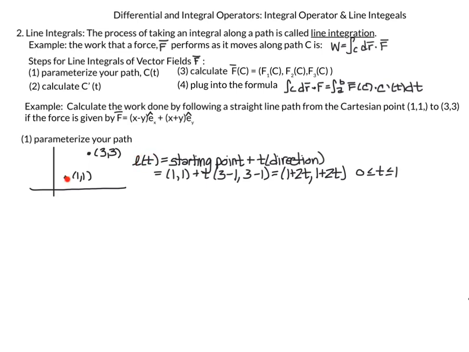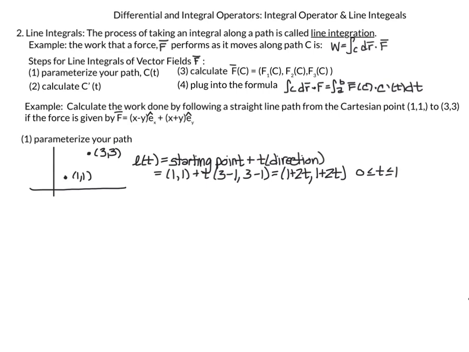So this suggests that for my line, I need the starting point, which is 1, 1 in this case, plus t times a direction, sort of like a velocity kind of thing. The direction then is going to be my ending point minus my starting point.